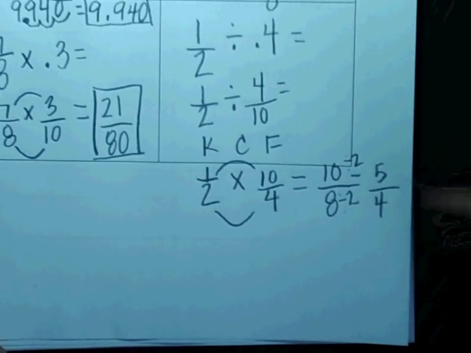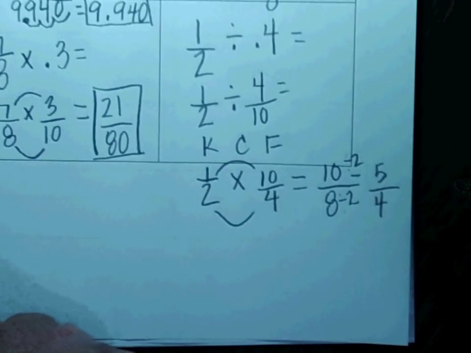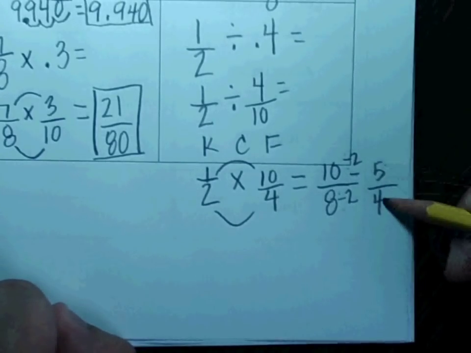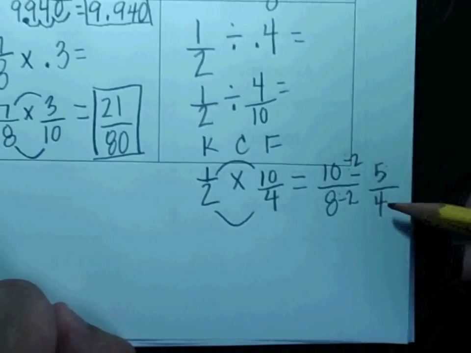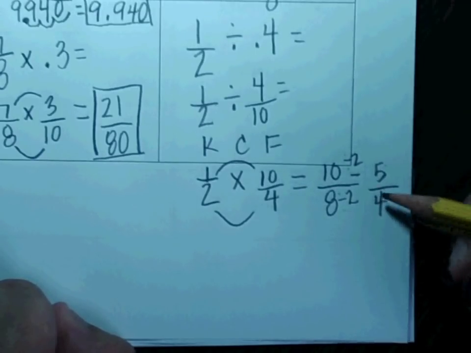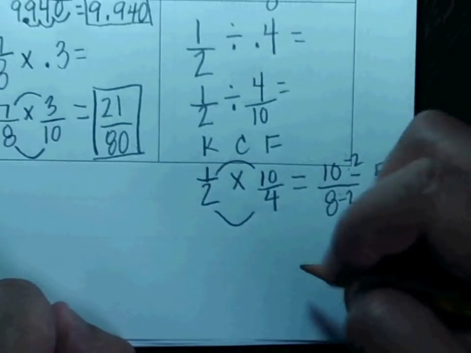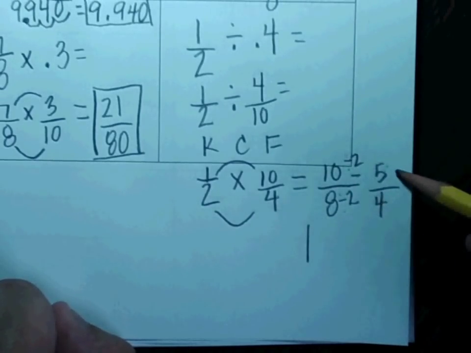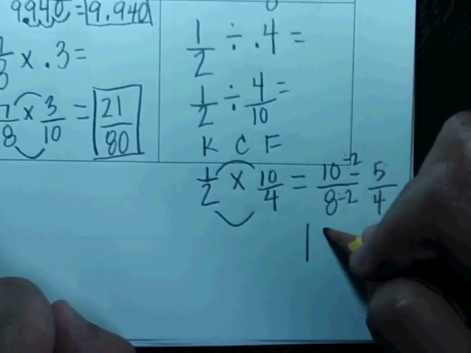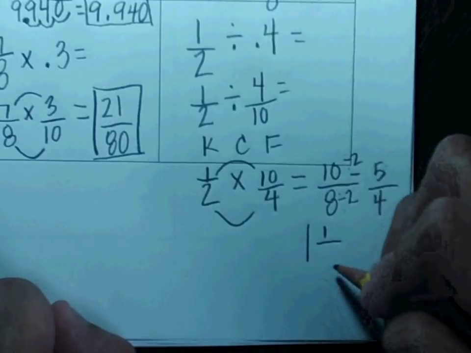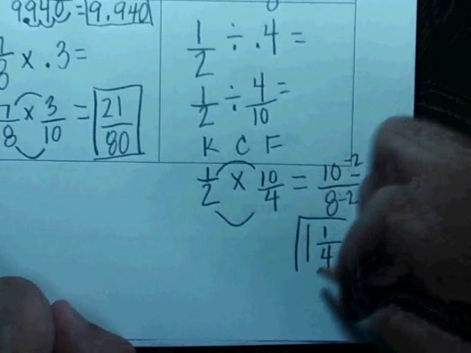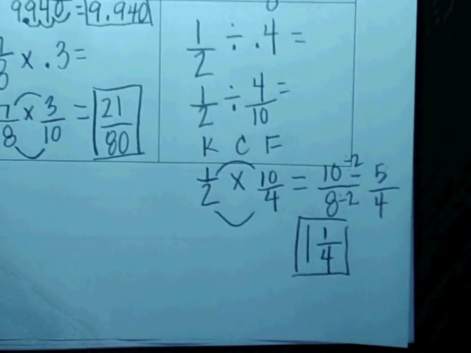Or we can also change it. Since our numerator is bigger than our denominator, we can see how many times does 4 go into 5? 1 time, so that's our whole number. And then when you subtract 4 from 5, you get 1, and then you always have to keep your denominator, which is 4. So your answer is 1 1/4.